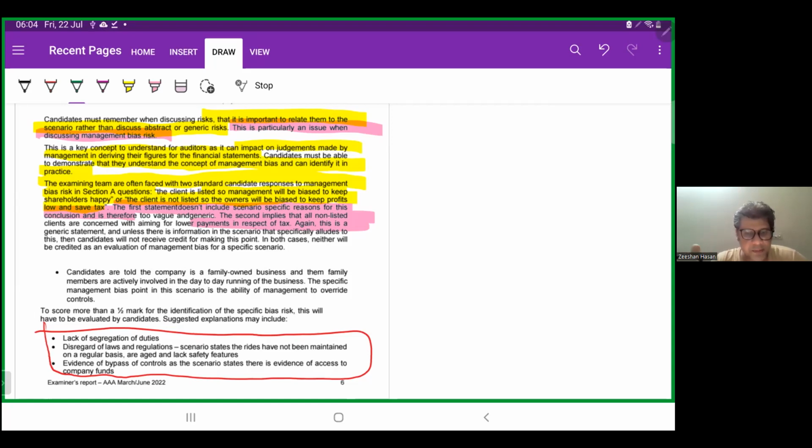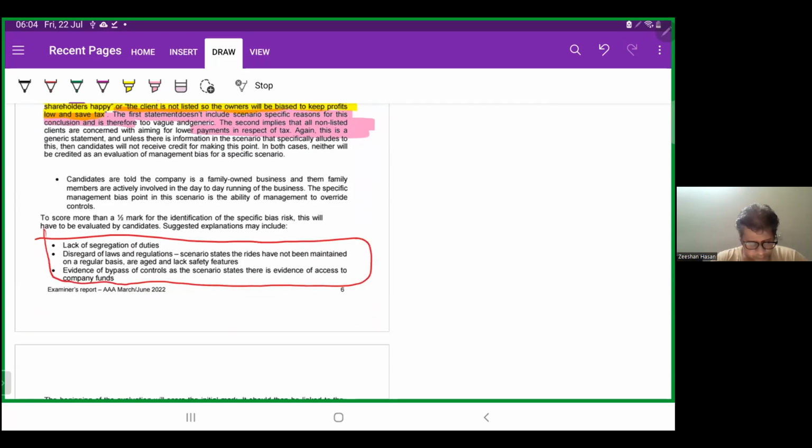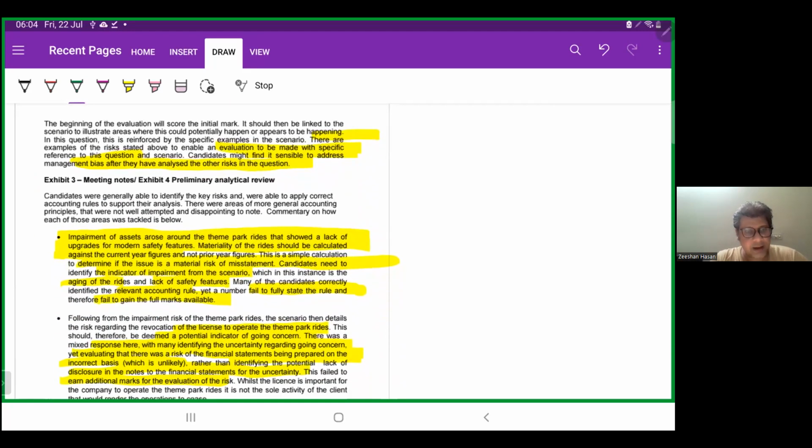The scenario stated the rides have not been maintained on a regular basis, are aged and lack safety features, which is evidence of bypass of controls. As the scenario states, there is evidence of access to company funds. So the beginning of the evaluation will score the initial mark. It should then be linked to the scenario, illustrating areas where this could potentially happen or appears to be happening, and reinforced by the specific examples in the scenario. There are examples of risk stated above to enable an evaluation to be made with specific reference to the question. Candidates might find it sensible to address management bias after they have analyzed the other risks in the question, not straight away.